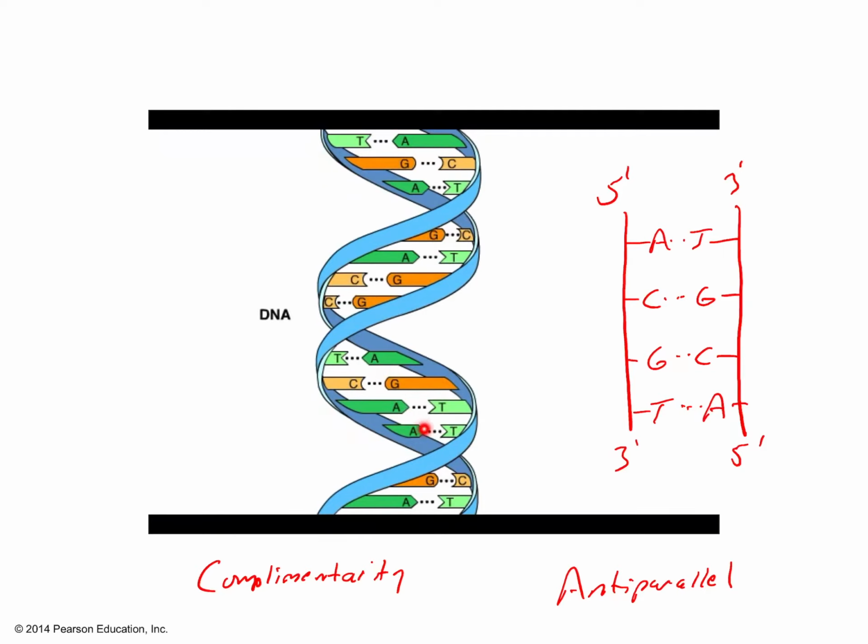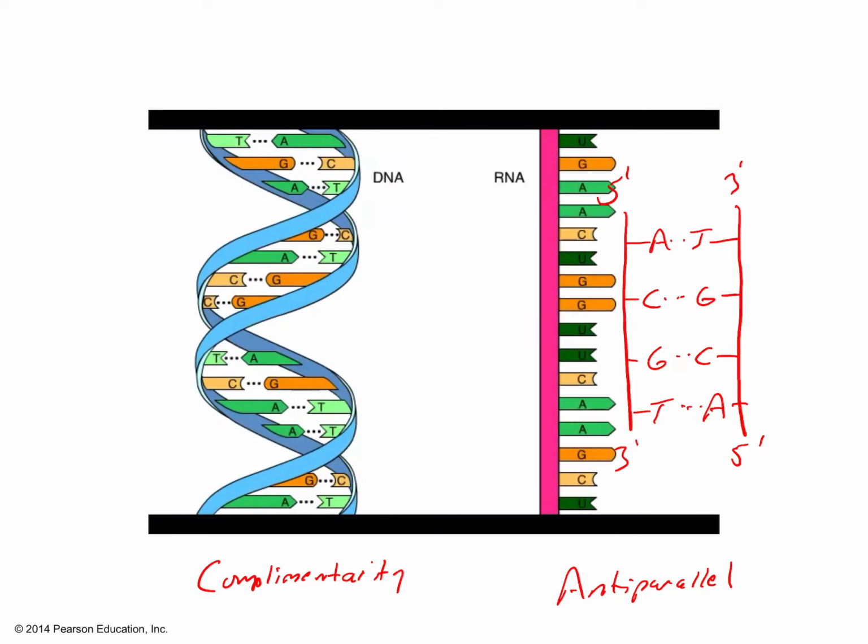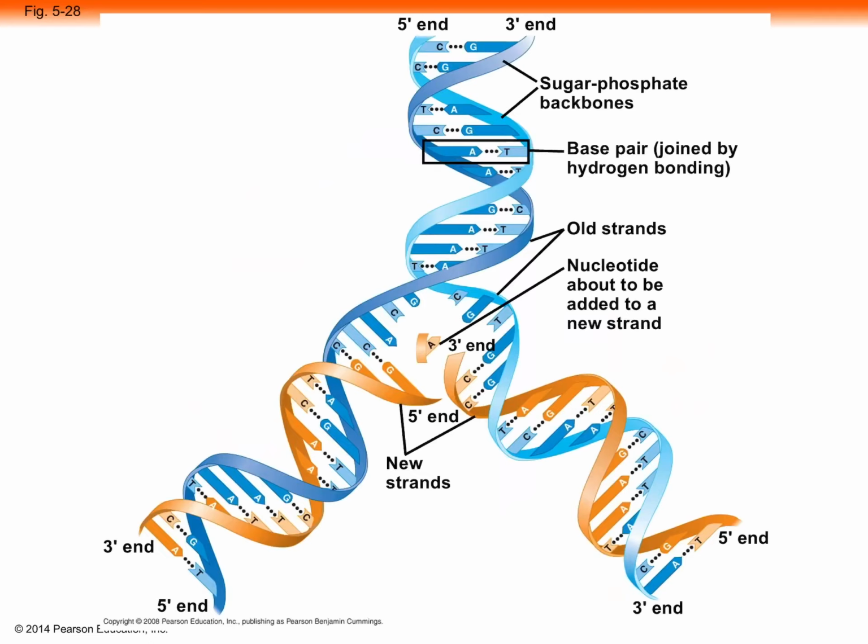That means that if you have these strands separated and you wanted to build a new strand onto this one, if you had a T here, an A would have to go there, a C here, a G would have to go there. That's the basis of how DNA copies itself, which we're going to get into next.